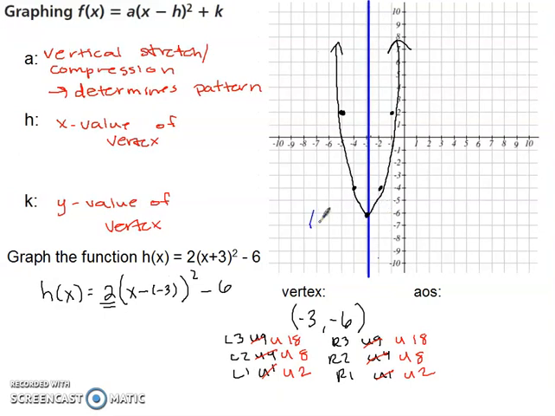This point, my vertex, has the coordinates negative 3, negative 6, so we know that this x value is negative 3. And it never, ever, ever changes. So my axis of symmetry has the equation x is negative 3. And we are done.